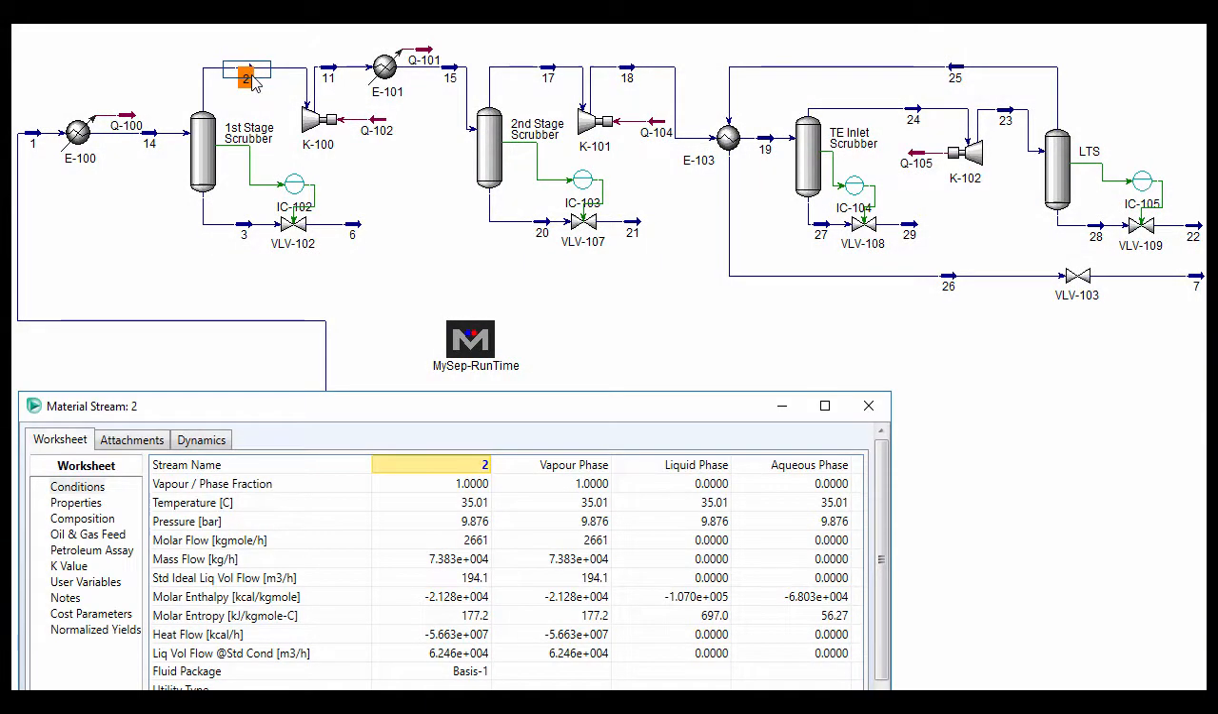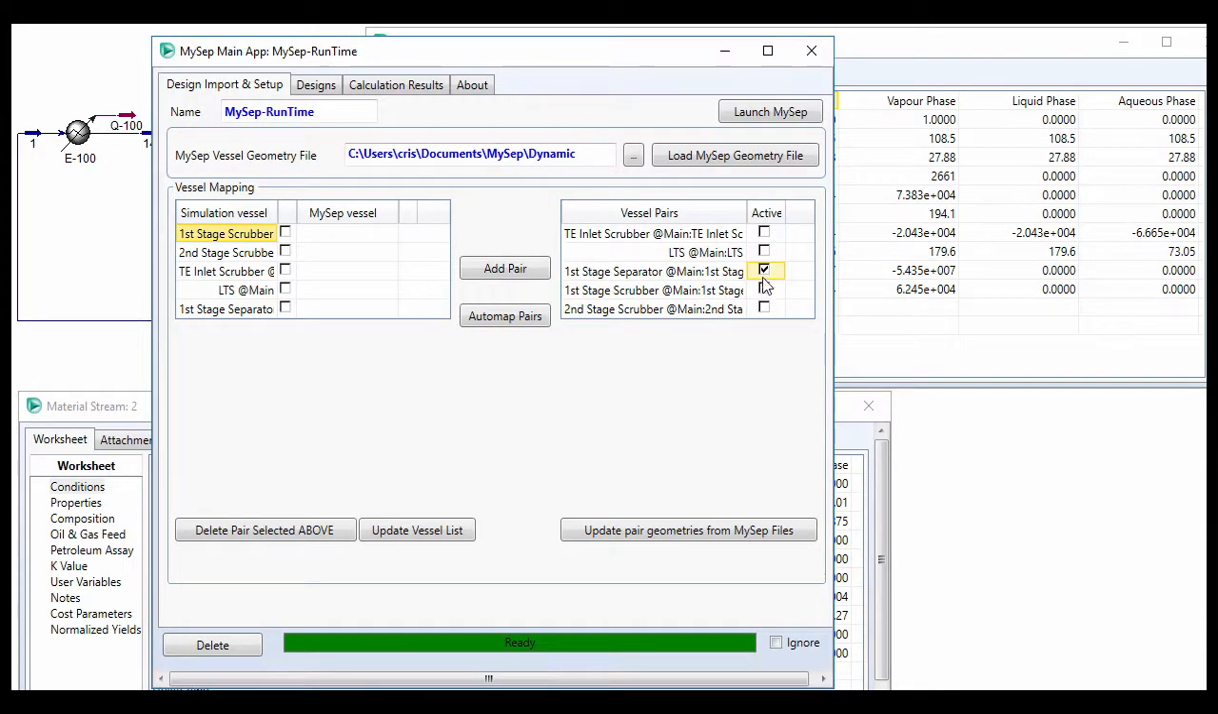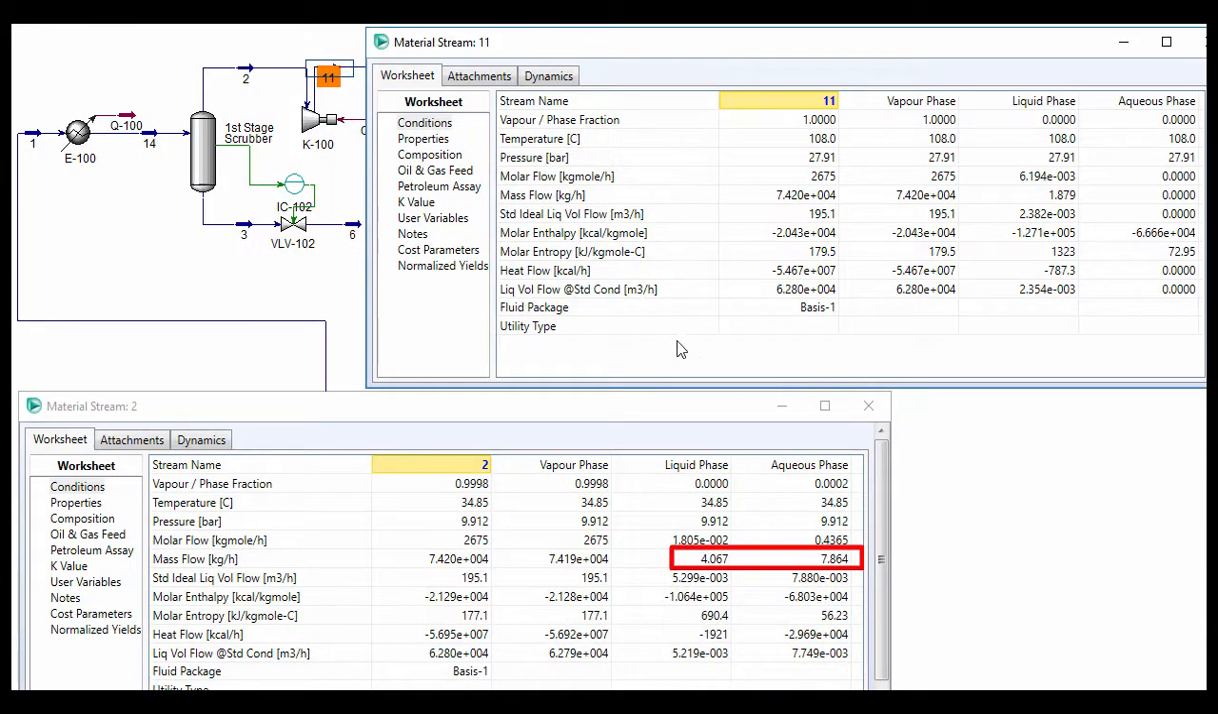Here we are looking at the gas outlet stream from the suction scrubber and the first stage compressor discharge stream. With the assumption of zero carryover from the suction scrubber, all looks fine. When we include the vessel performance by activating MySep-RunTime, we see the carryover from the scrubber, but we also see that there is free liquid in the compressor discharge line. This of course is an indicator that compressor issues are likely to occur in the field. Now the engineer can take measures at design time and prevent costly downtime.